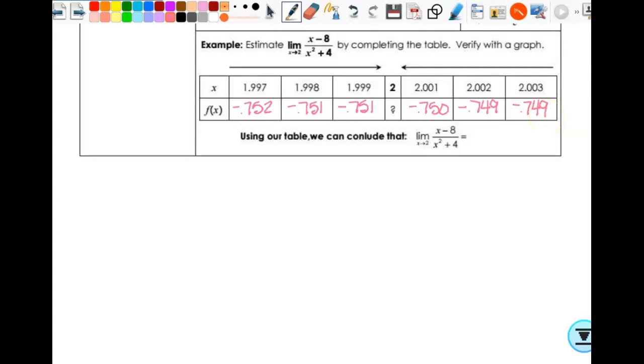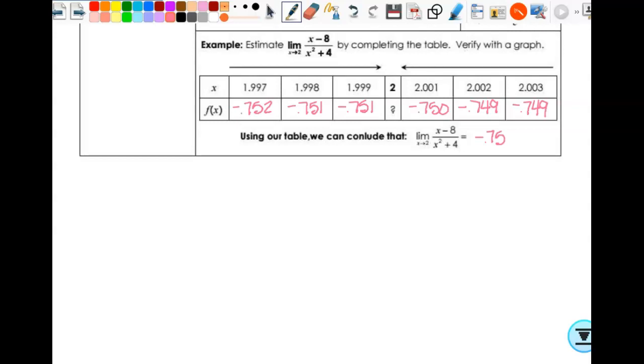Okay, so if I'm trying to estimate from a table the limit as x approaches 2, I'm approaching from less than 2 and approaching this way from greater than 2. What do you think would go right here? What would make sense? Yep, so just negative 0.75. All right, everybody good with that?